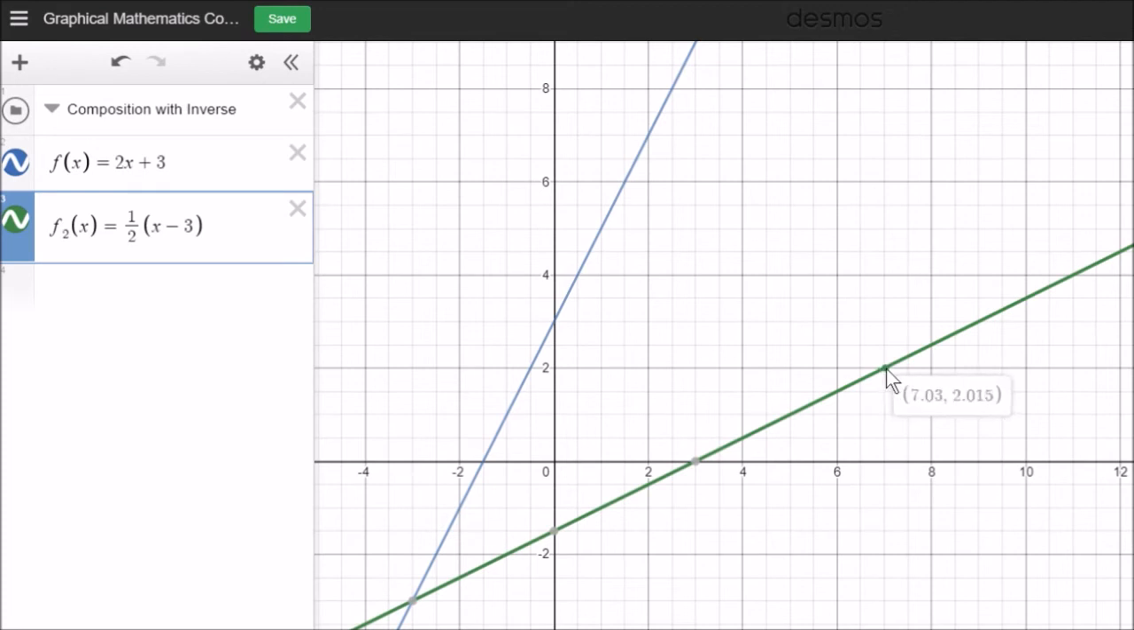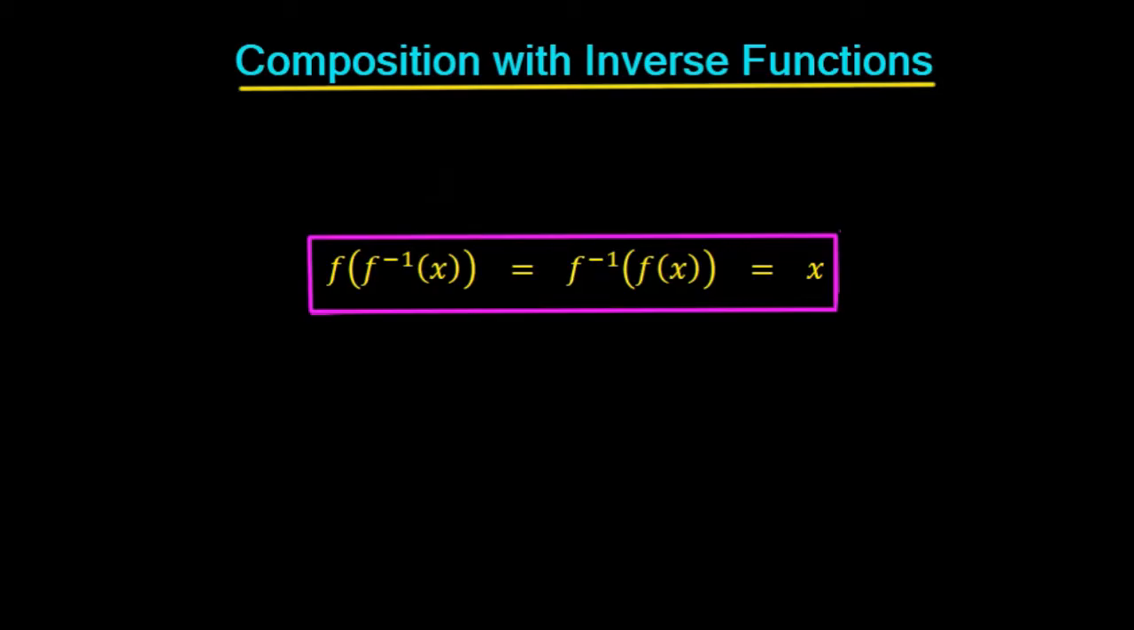So let's write this out mathematically. When we compose a function with its inverse, what we're writing is f of f inverse of x. So that's one way of composing it. The other way of composing it is to write f inverse of f of x. Now in both cases those will end up with a value of x. Now this is best seen by example, so let's have a little look at an example of this.